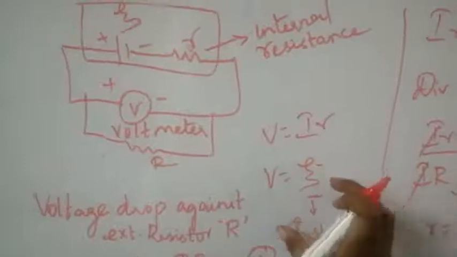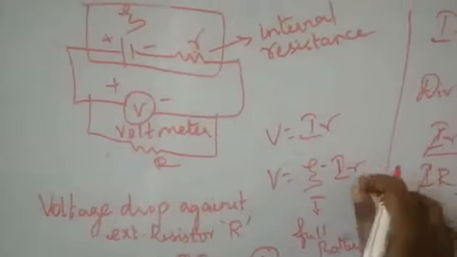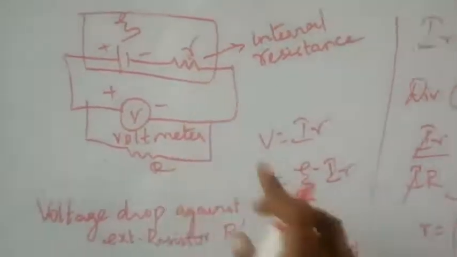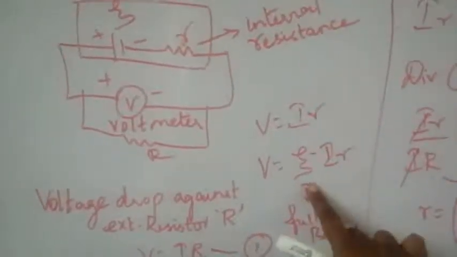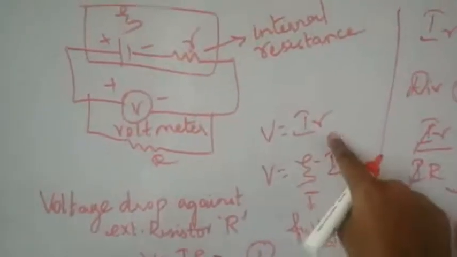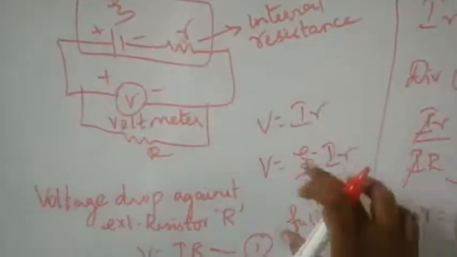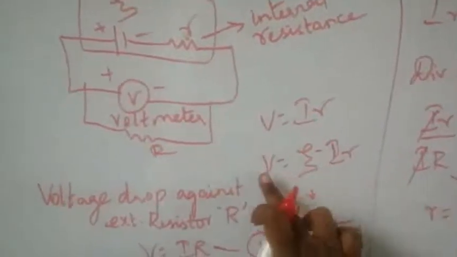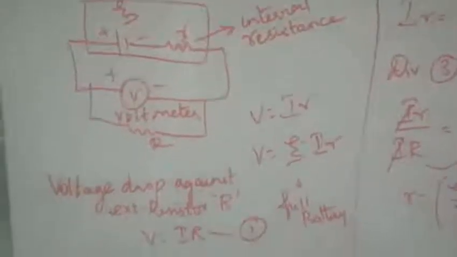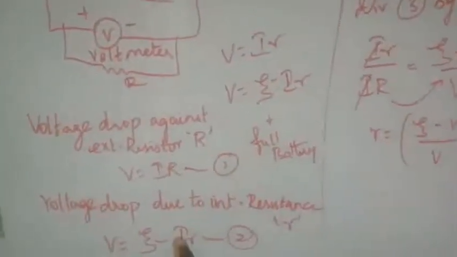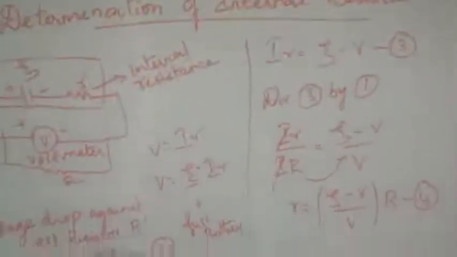So from the full battery voltage, when you subtract the drop across the internal resistance, you get the voltage supplied by the battery in the circuit. This is my full strength, and this much will be dropped when you connect to the circuit. Can you understand? So the voltage is given by psi minus I into r. This is my second equation.